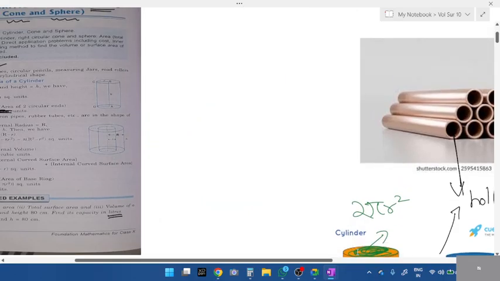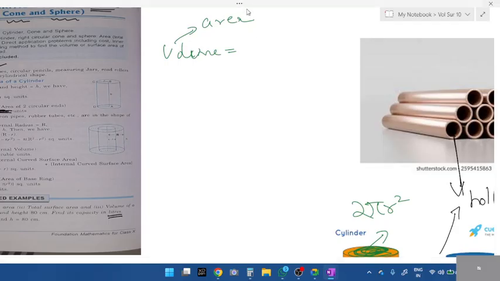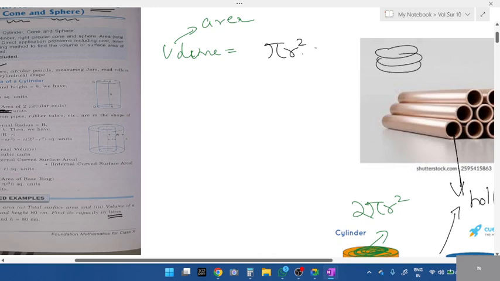Volume is similar to which one? What did I tell you all? Without looking at the formula, you'll have to tell. Volume is similar to area. What is the area of a circle formula? Area of a circle is pi r square, and as I told you, it is multiple rings together. So you have to multiply by height.